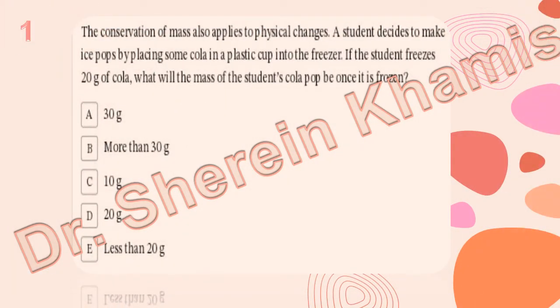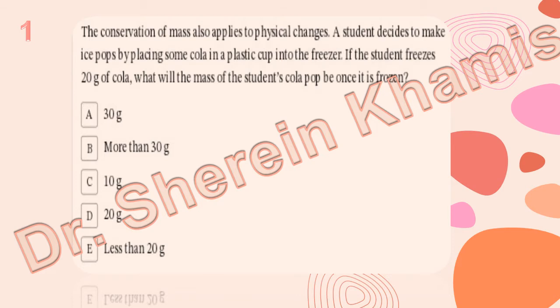Question number 1 says that the conservation of mass also applies to physical changes. A student decides to make ice pops by placing some cola in a plastic cup into the freezer. If the student freezes 20 grams of cola, what will the mass of the student's cola pop be once it is formed? Okay, what do you think?